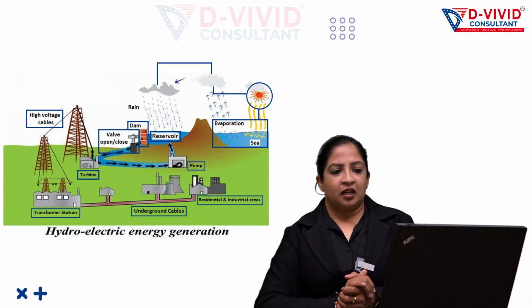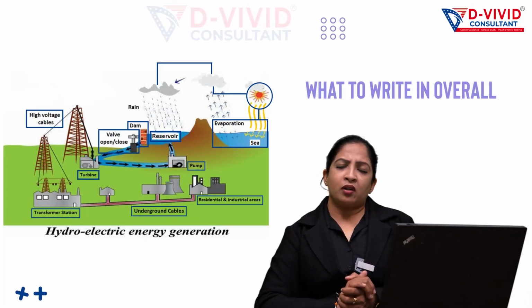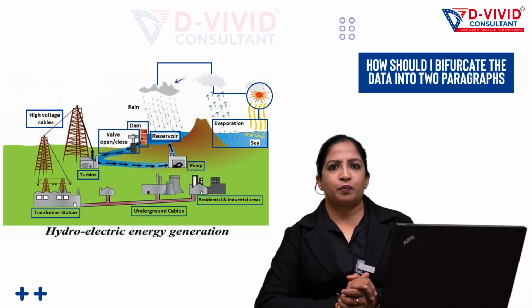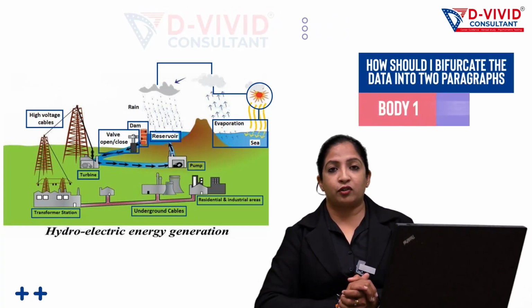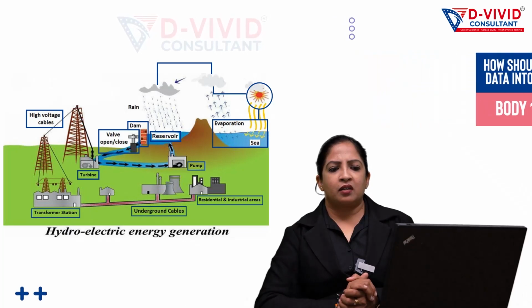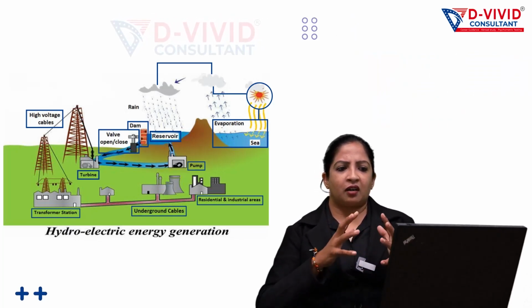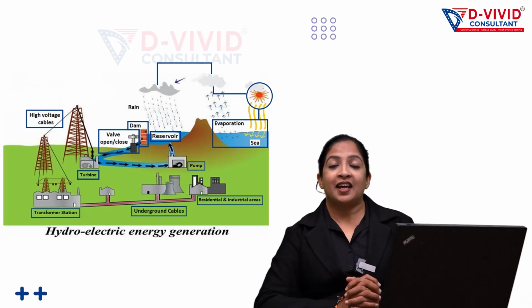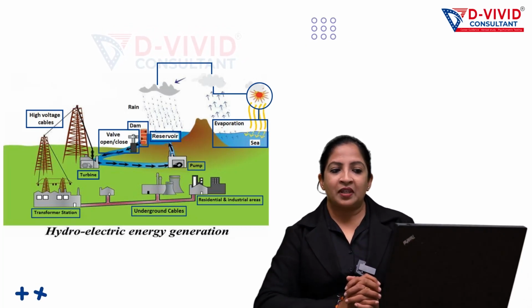Now guys, what to write in overall, and how should I bifurcate the data into two paragraphs, body 1 and body 2? Are you ready with the content of overall? Have you thought about what you would write under the overall column? Let us see.